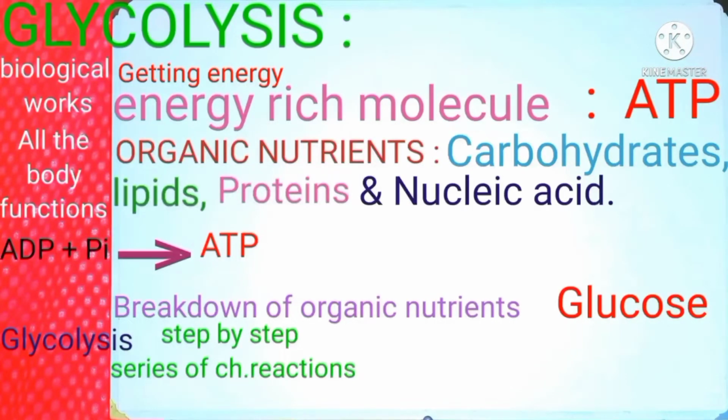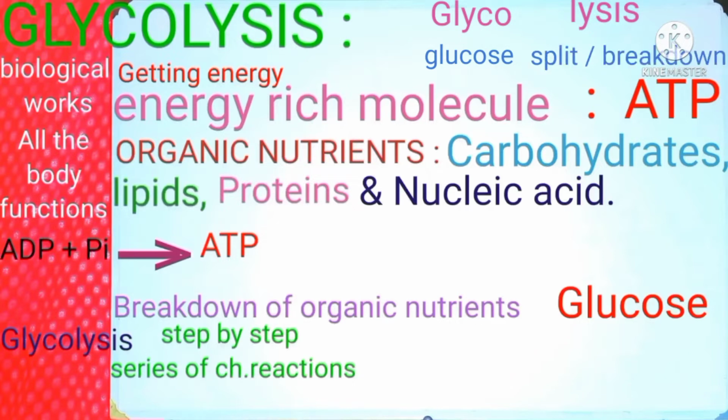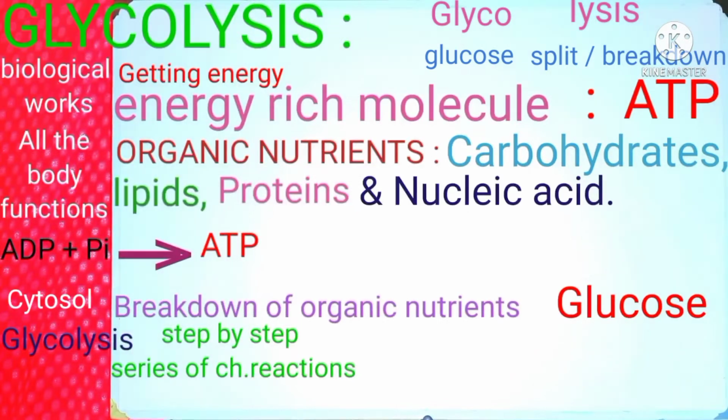The word glycolysis is the combination of two words, two prefixes. The prefix glyco means glucose and the prefix lysis means splitting and breakdown. So glycolysis is a systematic metabolic pathway that involves systematic disruption of glucose to produce energy. We can say that glycolysis takes place in the cytosol of the cells. So, glycolysis means breakdown and splitting of sugar such as glucose.